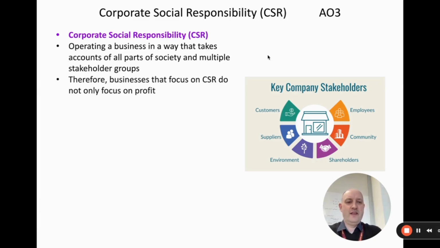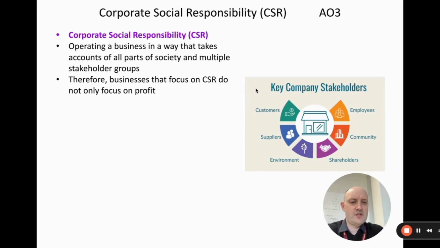So there are various definitions out there. The one I like looks like this. We're operating a business in a way that takes account of all parts of a society and multiple stakeholder groups. Another way of looking at it is a business that focuses on CSR does not only focus on profit. If we take the traditional business going back in time, they focus on profit. Corporate social responsibility now means we're focusing on not just profit, but other parts of society and other stakeholder groups.